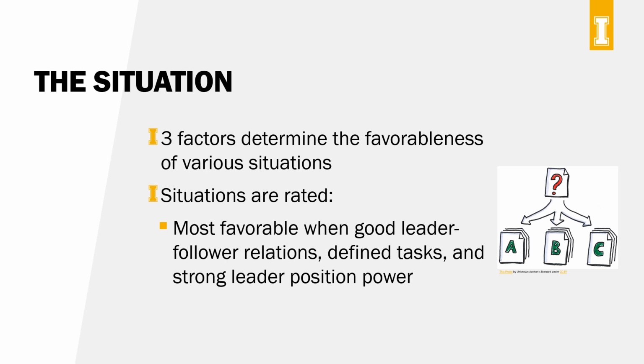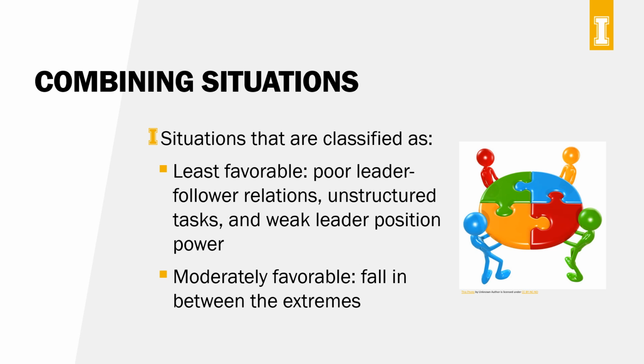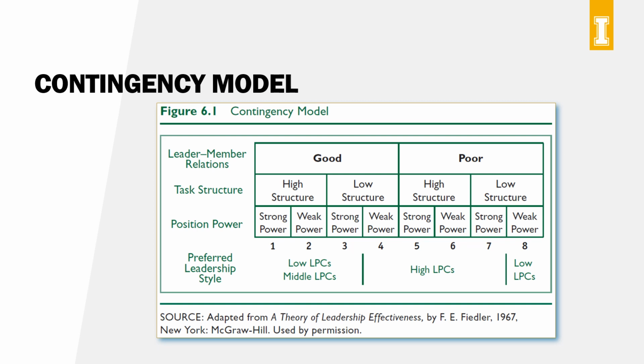So if a leader can't hold their followers to high ideals or doesn't even have the power to do that, it does impact how we go about determining what the situation is. When we think about these situations, they are classified in a couple of different ways. The least favorable are those that have poor leader-follower relationships, lack structured tasks, and have weak leader position power, so the leader is not really able to make too many decisions. And those that are moderately favorable fall in between the extremes, somewhere in the middle, and are considered moderate.